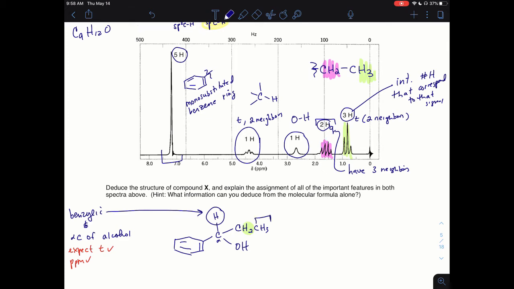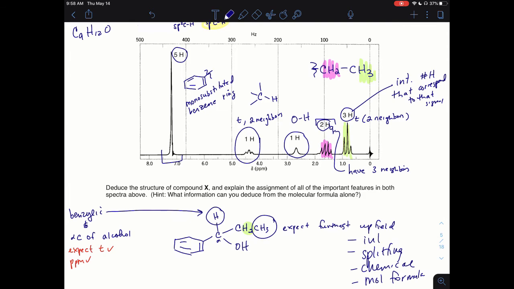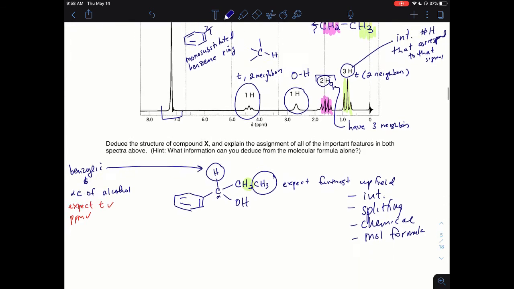And then finally, we have the CH3. This should be a triplet because of its neighbors, and it is. You would also expect that CH3 to be the furthest upfield, closest to 0, because this CH3 is furthest away from the hydroxyl and from the benzene ring. So everything makes sense. We checked splittings. We checked chemical shift, the ppm values. We checked the molecular formula. And we checked the integrations. And we're good.